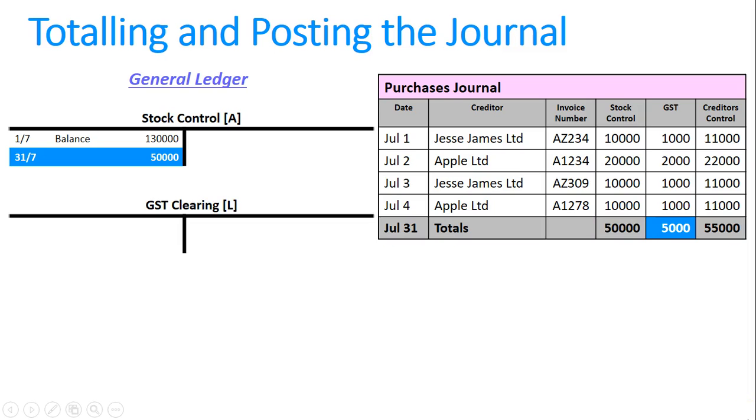Next one, we've got $5,000 in GST clearing. We've been charged GST, so that lowers our liability. The liability goes down on the debit side. Again, we'll leave our reference blank.